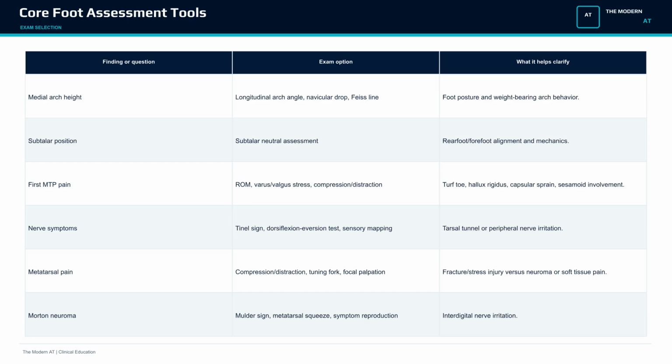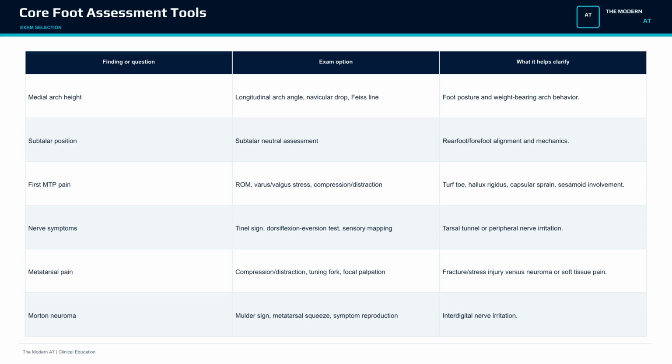This slide is about matching the assessment tool to the clinical question. If the question is arch behavior, navicular drop, longitudinal arch angle, or face line may help. If the question is rear foot or forefoot alignment, subtalar neutral assessment may be useful. If the athlete has first MTP pain, examine motion, joint play, stress testing, compression, distraction, plantar plate tenderness, and sesamoid involvement.